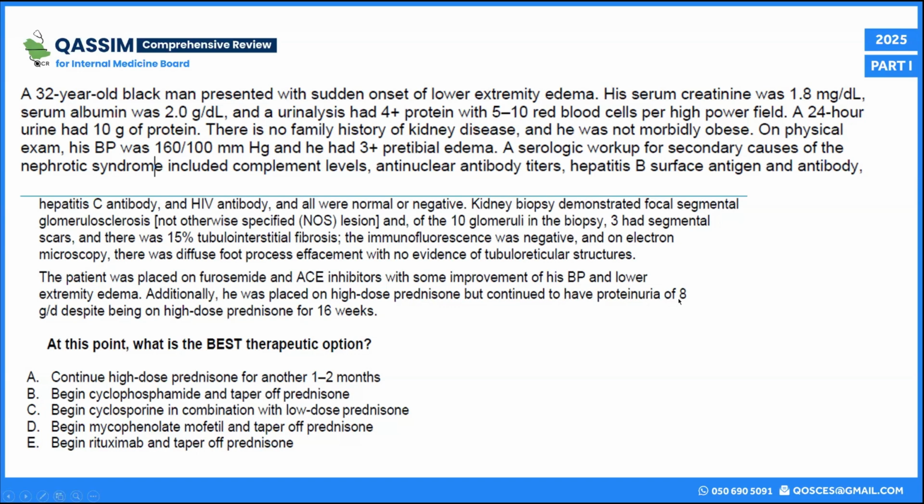So the patient started conservative treatment along with high dose prednisone, but he continued to have proteinuria of 80 grams. So he started with 10 gram and now 80 gram, so there is not much improvement. He continued to have proteinuria of 80 gram despite being on high dose prednisone for 16 weeks. So what do you think the next therapeutic option for this patient is? A, continue high dose prednisolone for another 1 to 2 months; B, start cyclophosphamide and prednisolone; C, cyclosporin in combination with low dose prednisolone; D, CellCept and prednisolone; or E, rituximab.